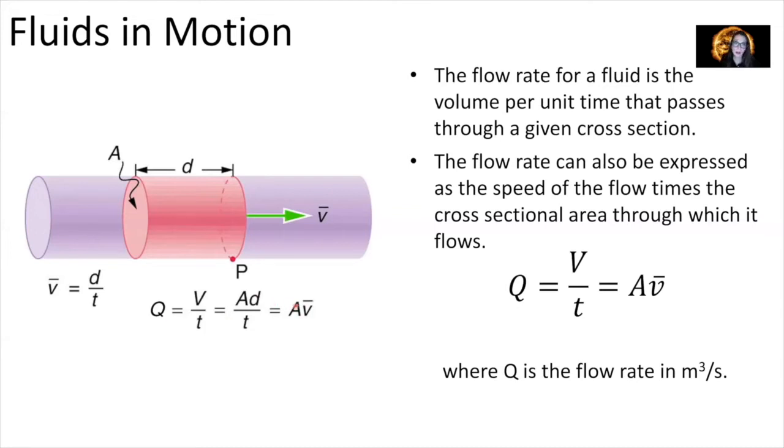So the flow rate, we can use two different expressions for it. Okay, so we've got that rewritten here. Q is equal to the volume over time. It's also equal to the cross-sectional area of a tube, let's say, times the speed. And our flow rate always has units of length cubed per time. So in this case, usually we're going to use meters cubed per second.